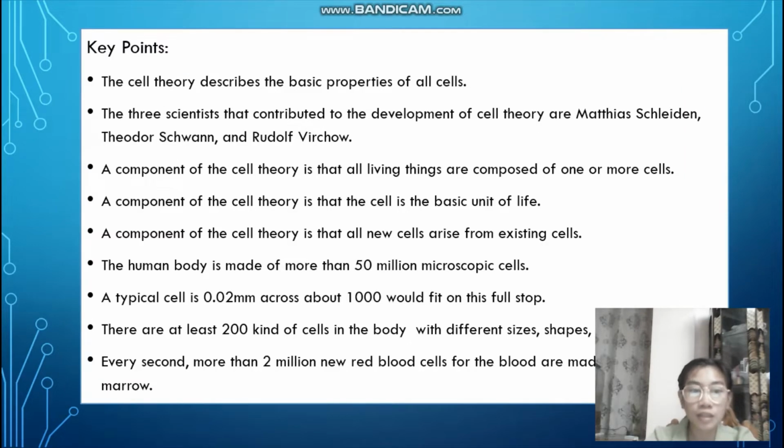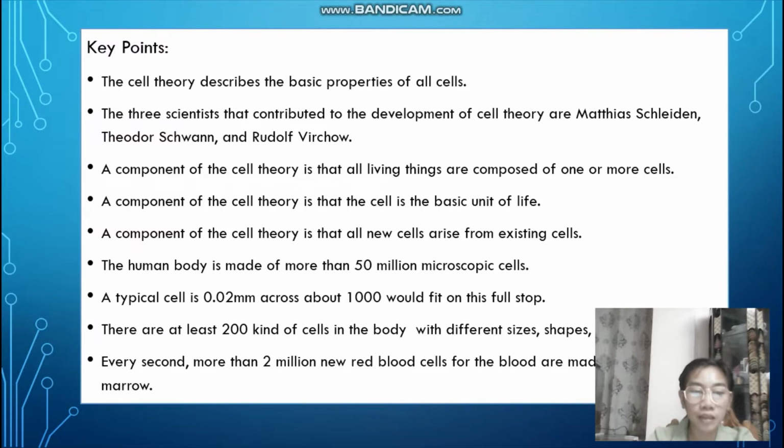And for the key points, the cell theory described the basic properties of all cells. The three scientists that contributed to the development of cell theory are Matthias Schleiden, Theodor Schwann, and Rudolf Virchow. A component of the cell theory is that all living things are composed of one or more cells. Another is that the cell is the basic unit of life. And also, that all new cells arise from existing cells.